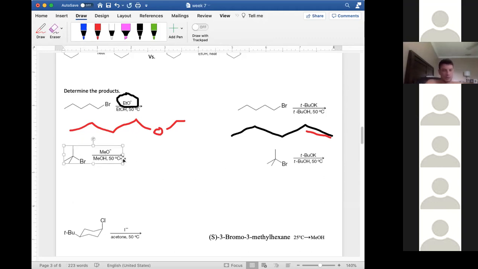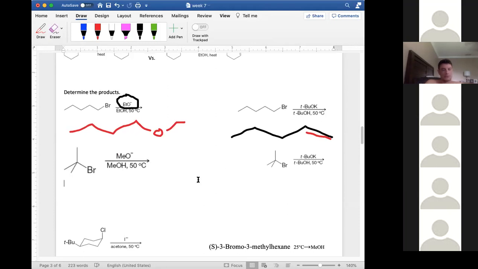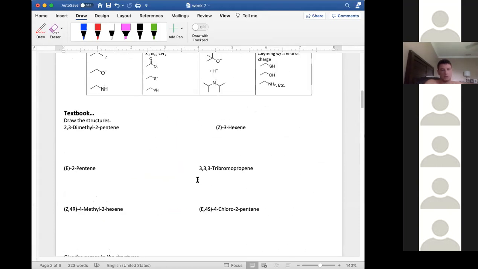So with this one is tertiary. That MeO negative charge falls under what category?